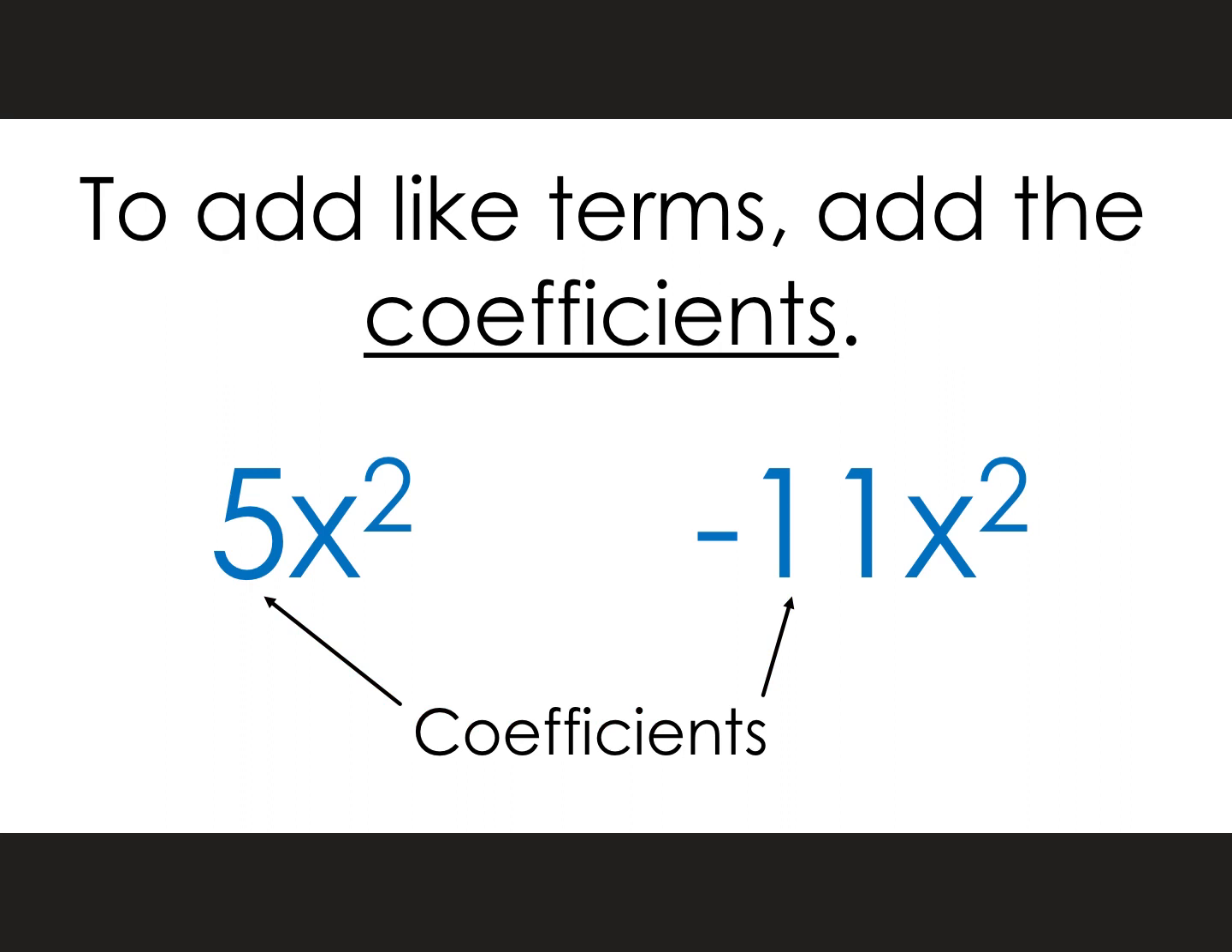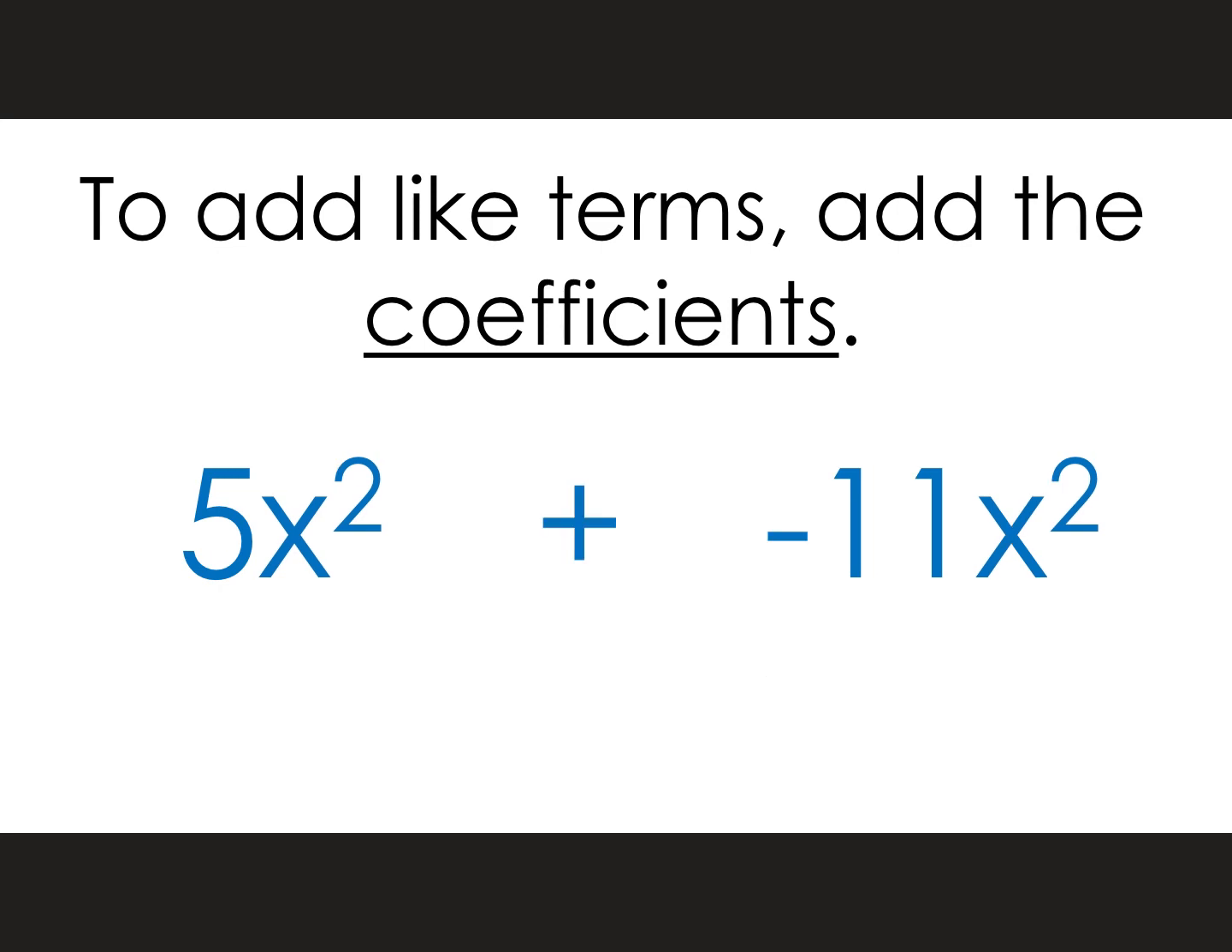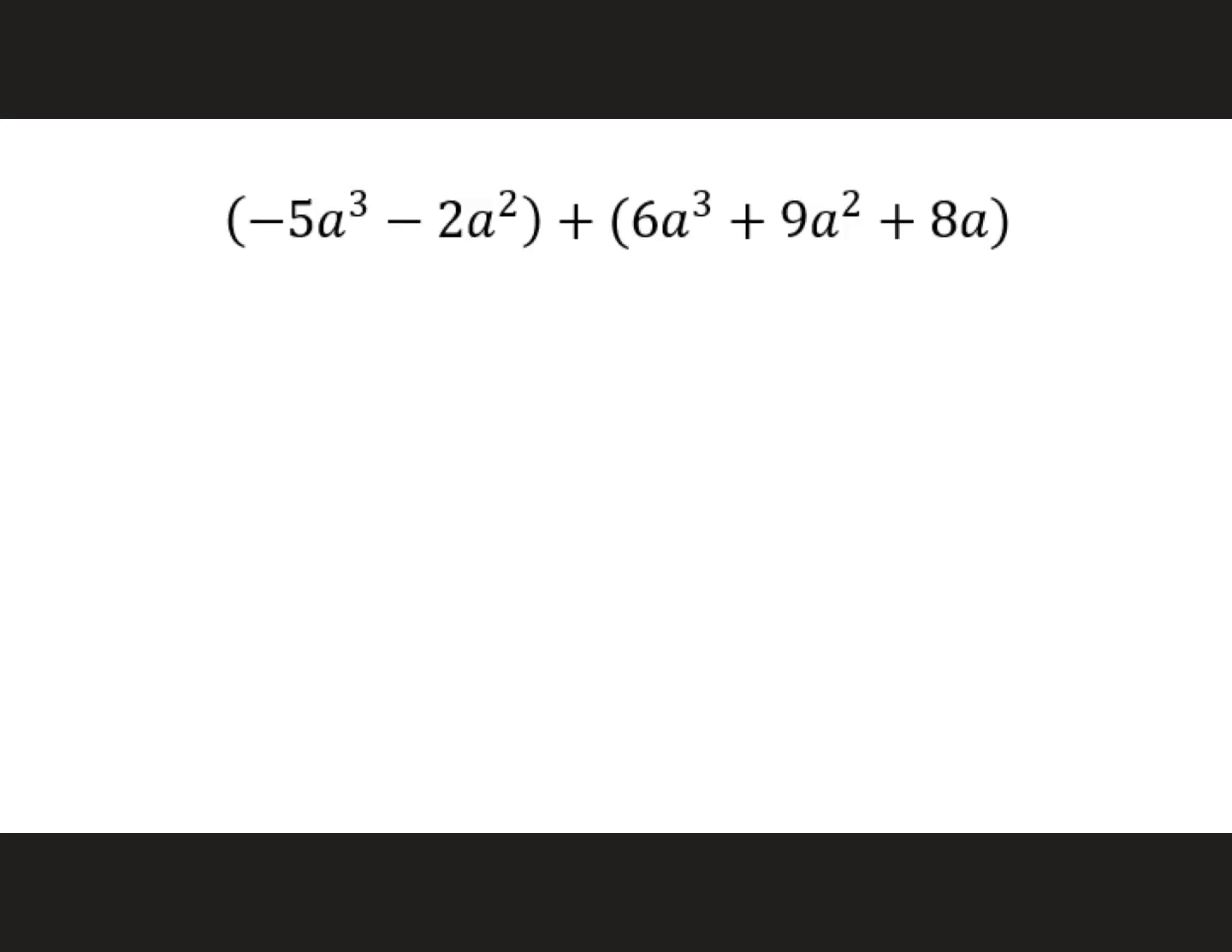Alrighty, to add like terms, you just add the coefficients. In this case, the 5 and the negative 11. So what is 5 plus negative 11? Negative 6. Therefore, 5x squared plus negative 11x squared is negative 6x squared. It's that simple. Okay, let's do something bigger.